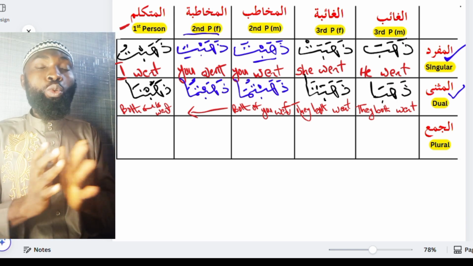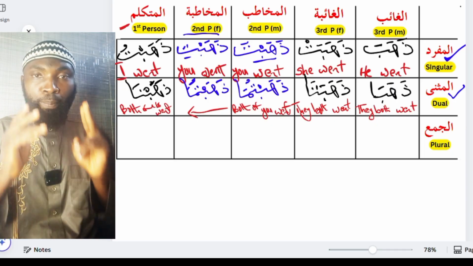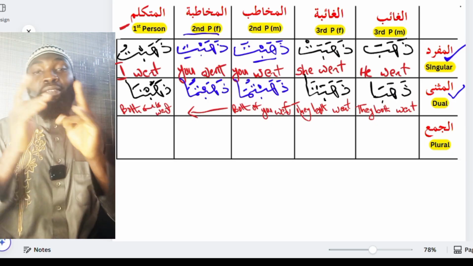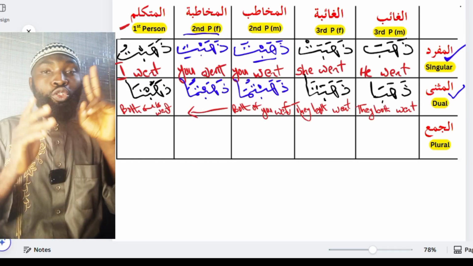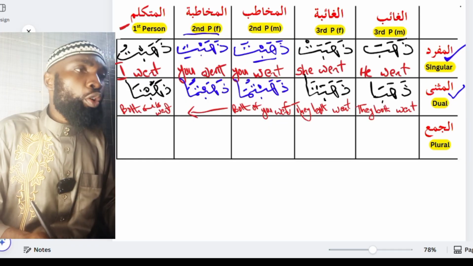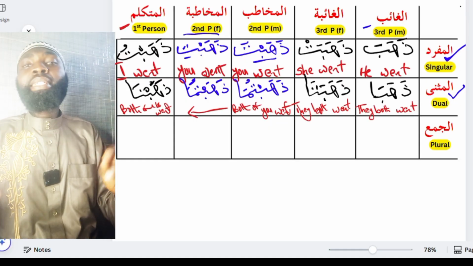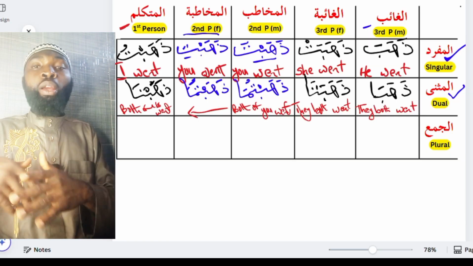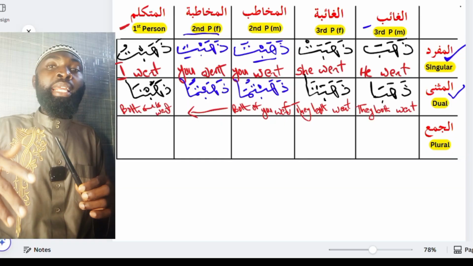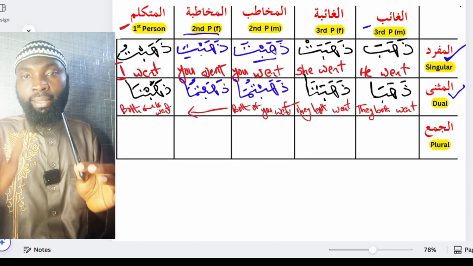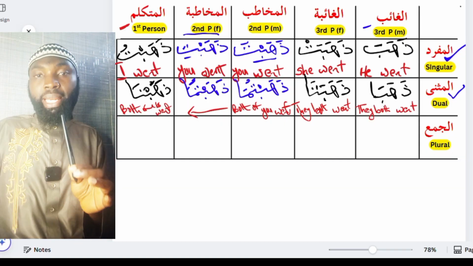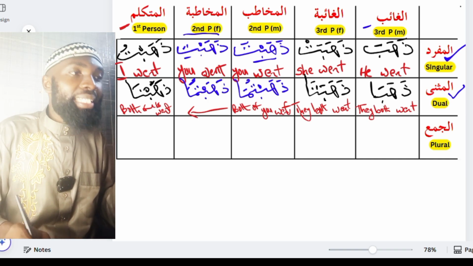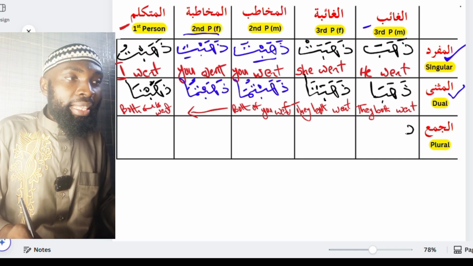A singular person will say dhahaba, he went, for the third person. If this person is a female, it will be dhahabat. If there are two, dhahaba for two males. Now we want to come to al-ghaibu, the third persons we are talking about. They are three or even more. We want to say that they went, and these persons are males. They are either boys or men. Which word do we use? The word is easy. We will simply say dhahabu.